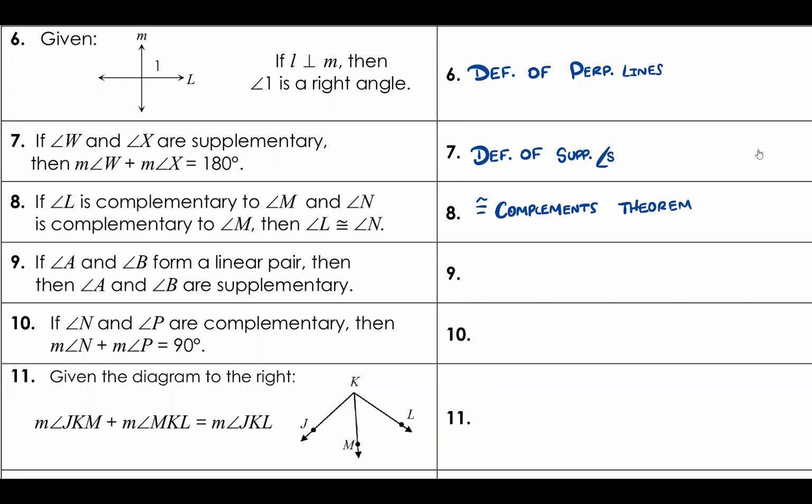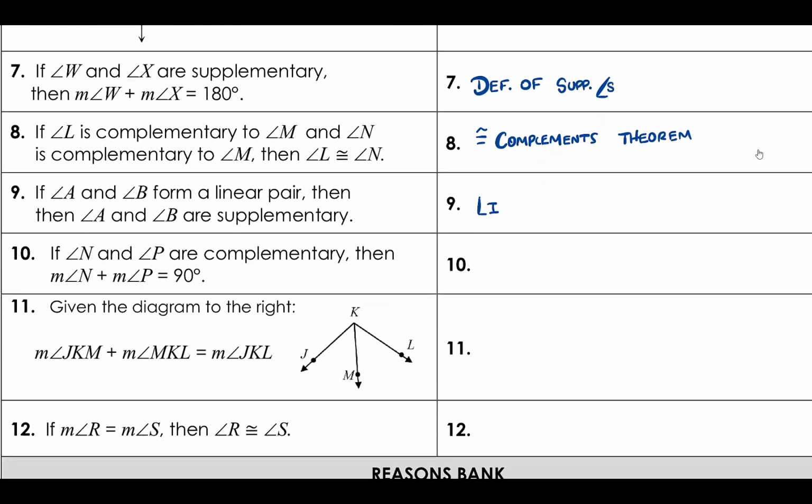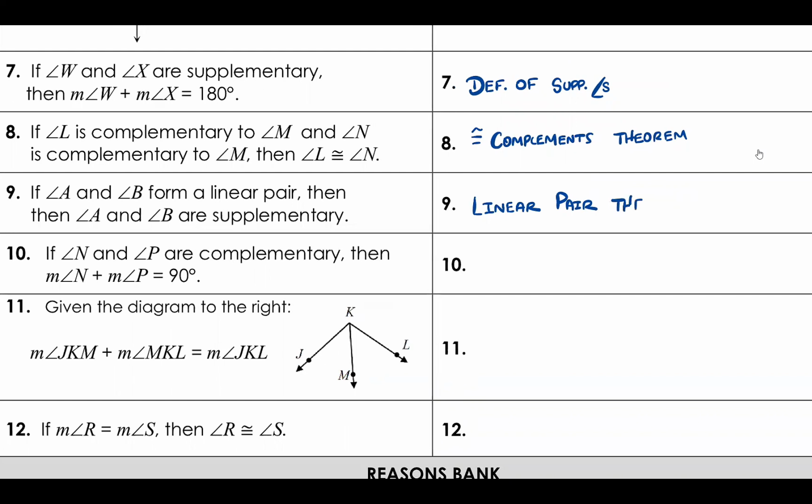A and B form a linear pair. A and B are supplementary. If A and B form a linear pair, then A and B are supplementary. Linear pair theorem, why? Absolutely, if it forms a linear pair, they're automatically supplementary.